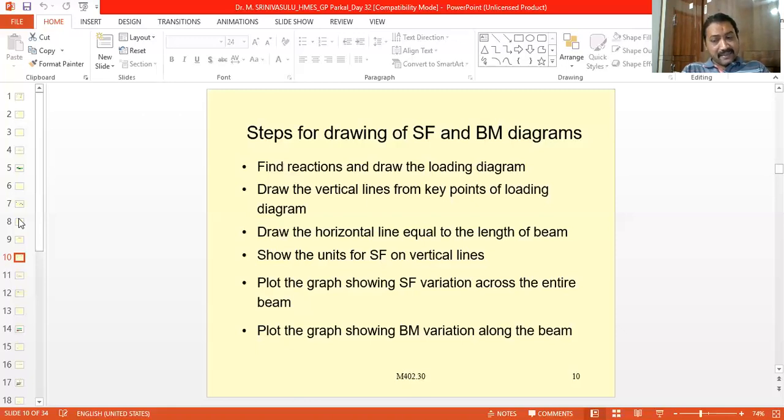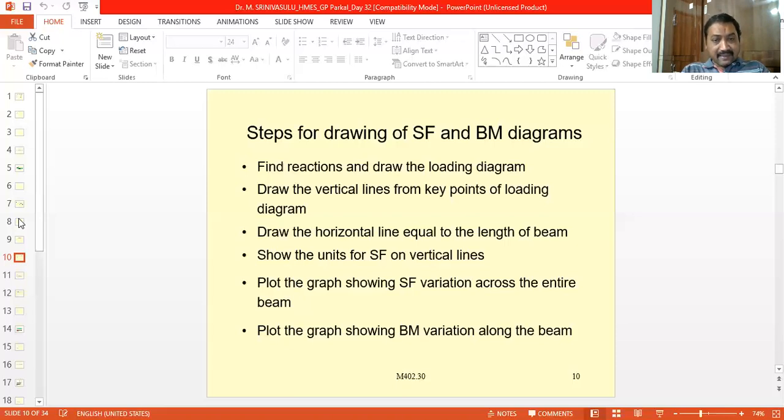This is the first step: we have to find the reactions by using the equations of equilibrium. Here we have to use two equations. The first equation is that the algebraic sum of the forces acting on the beam must be equal to 0. The second equation is that the algebraic sum of the moments of all the forces is equal to 0. Using those two equations, we can estimate the reactions at the supports of the beam. This is the first point. Then we have to draw the loading diagram.